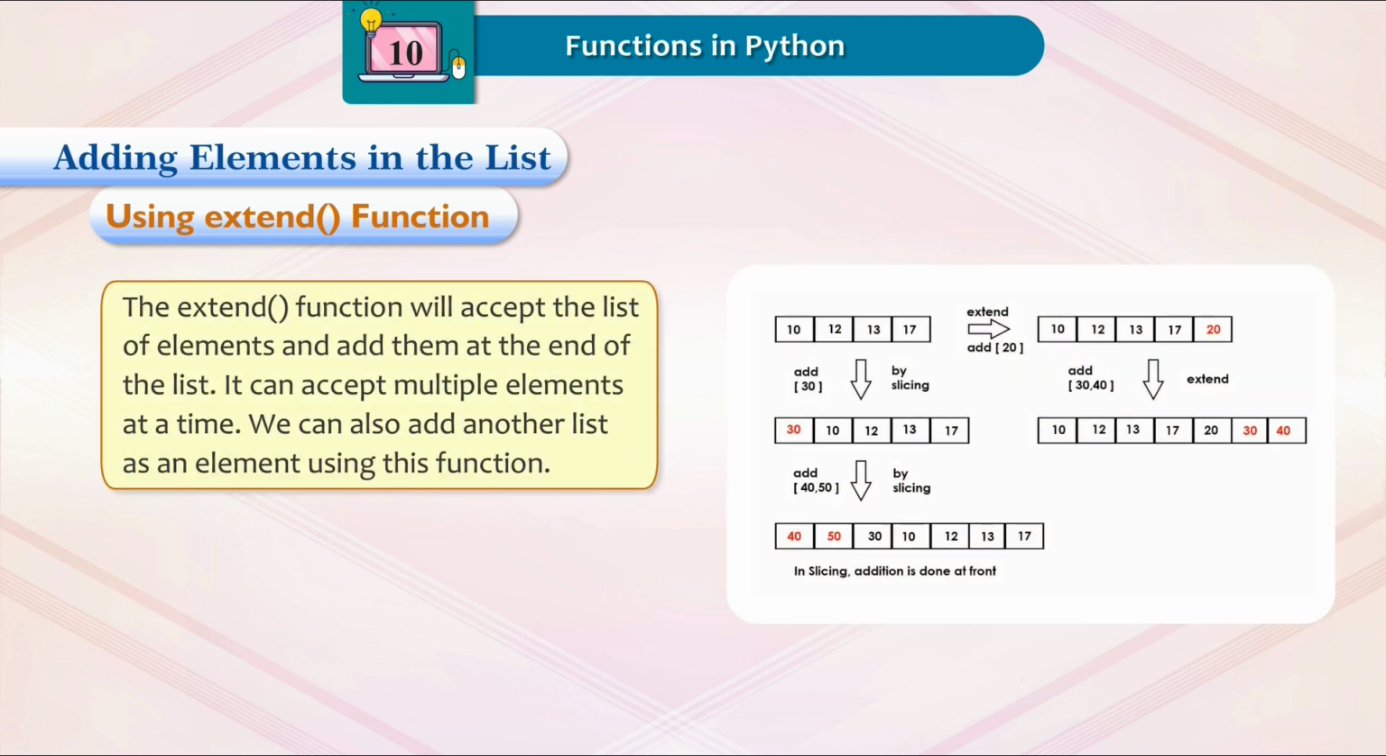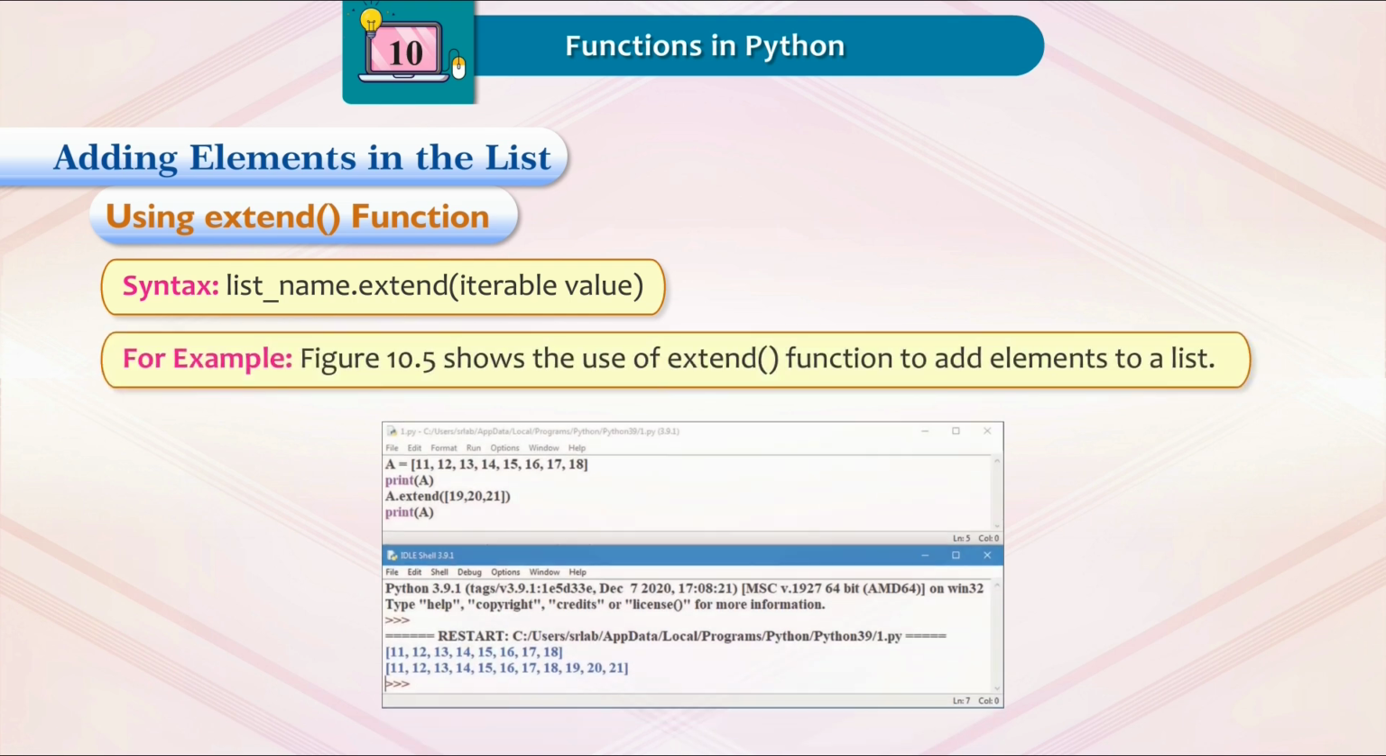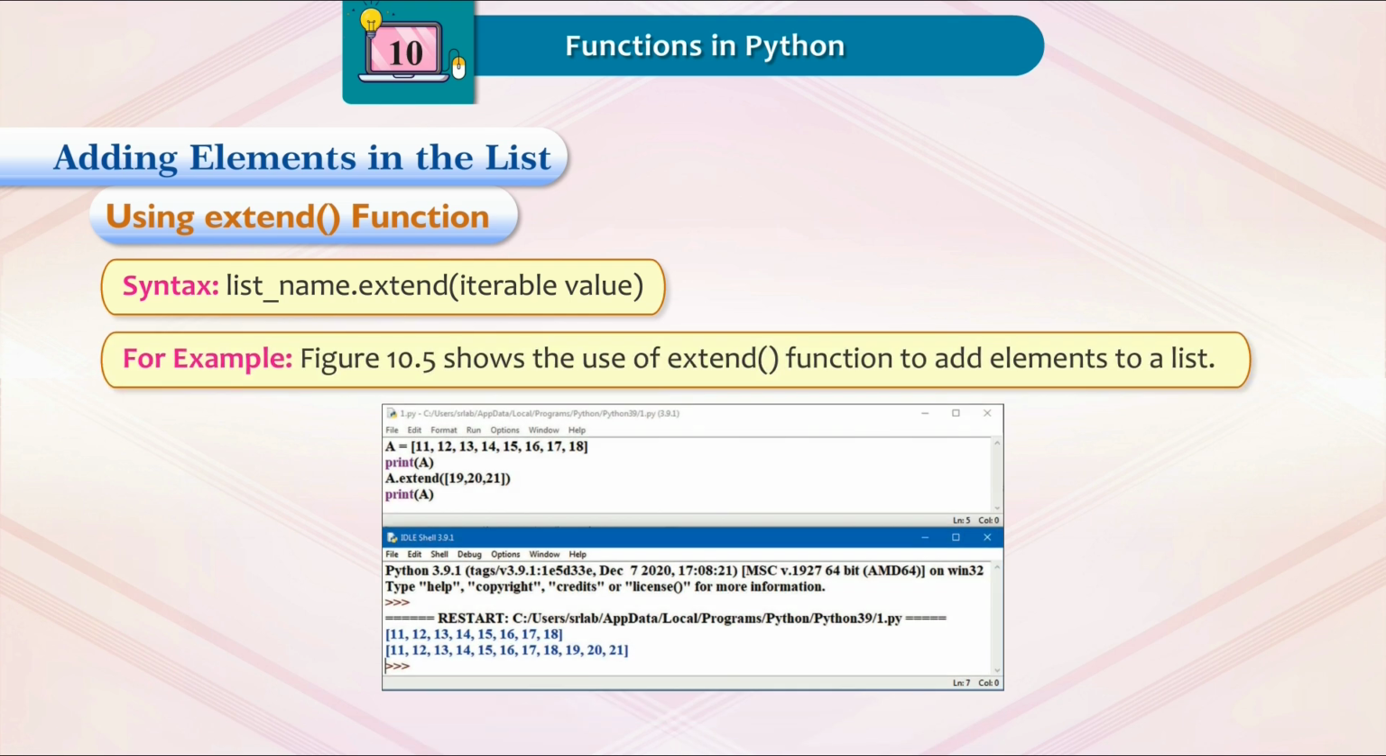Using extend function. The extend function will accept the list of elements and add them at the end of the list. It can accept multiple elements at a time. We can also add another list as an element using this function. Syntax: list_name.extend(iterable value). For example, figure 10.5 shows the use of extend function to add elements to a list.